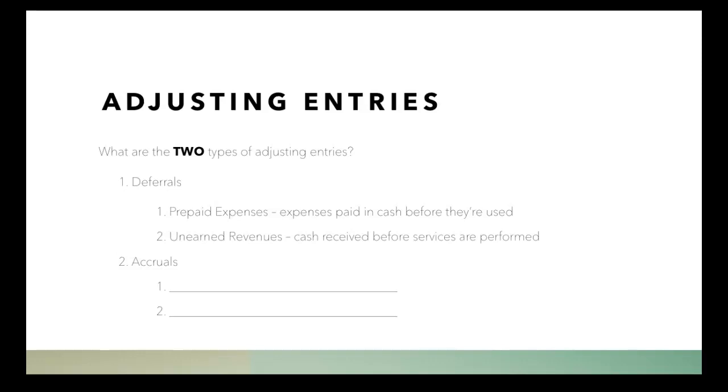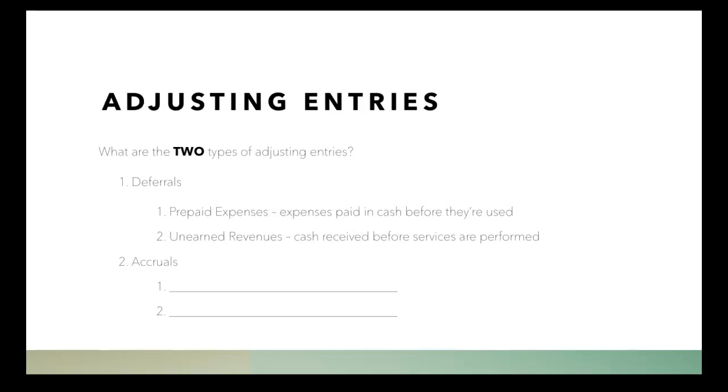Another is unearned revenues. That's whenever we receive cash before we do the work, right? We've talked about in other reviews, these are things like gift cards and plane tickets. These are unearned revenues. So we can remember that these are deferrals because we are deferring the expense and the revenue to a later date, right?